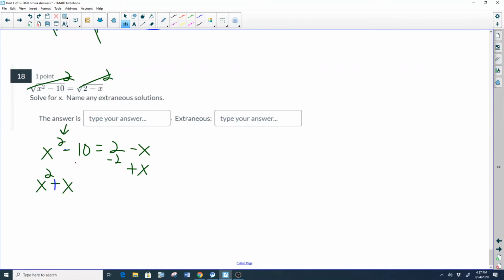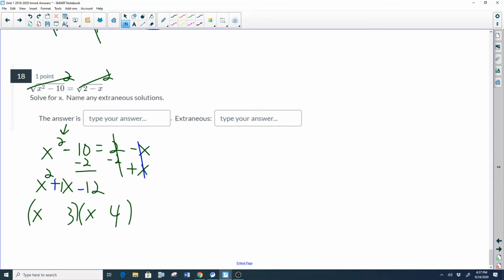And then we will minus the 2 and get a negative 12 there. So we got everything on the same side. Now we're going to factor it. What are factors of 12 that give you a difference of 1? 3 times 4 is 12.